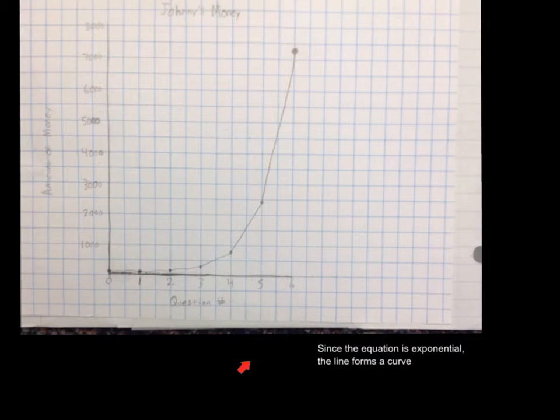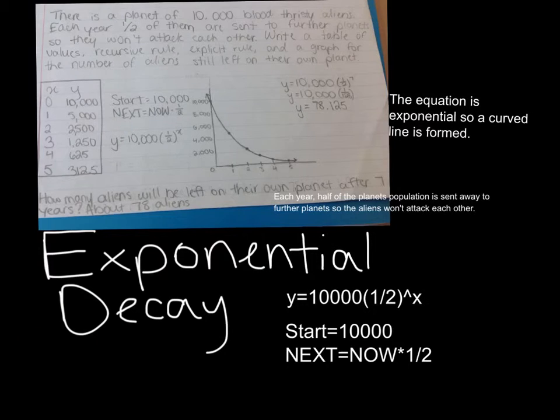So this is the graph, and since the equation is exponential, the line forms a curve. Okay, so there's a planet of 10,000 bloodthirsty aliens. Each year, half of them are sent to further planets so they won't attack each other. Write a table of values, recursive rule, explicit rule, and a graph for the number of aliens still left on their own planet.